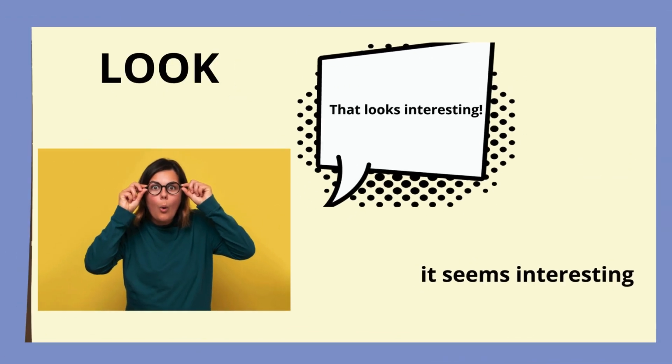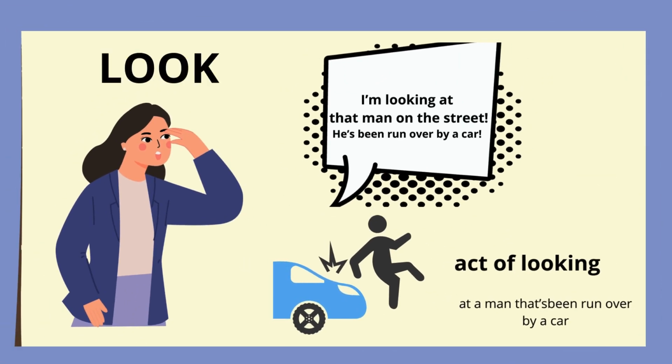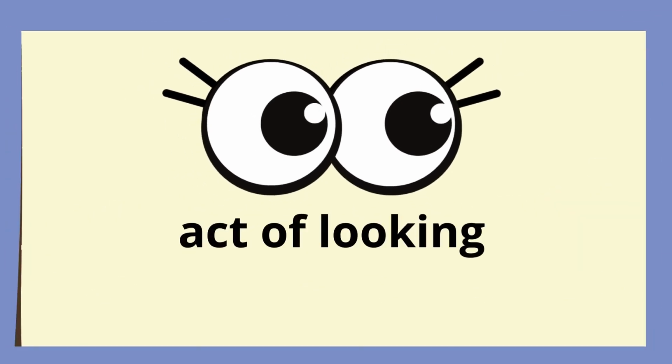Look. I could say, that looks interesting. The meaning is, it seems interesting. Whereas I'm looking at that man on the street, he's been run over by a car. In this case, I'm showing the act of looking. I'm expressing the act of looking. And therefore, I use a progressive form.